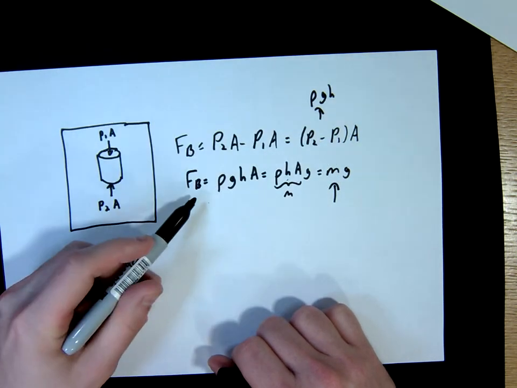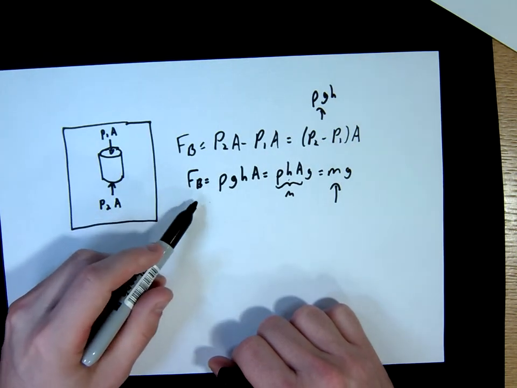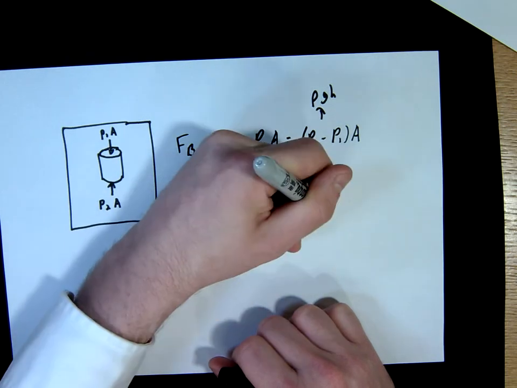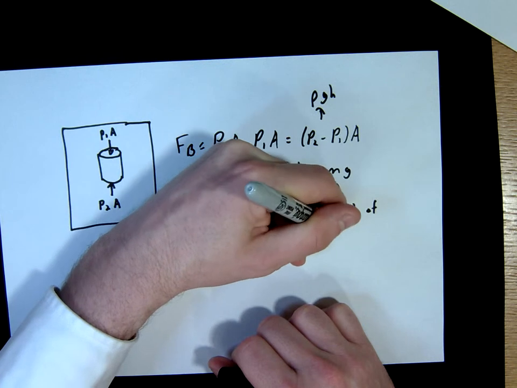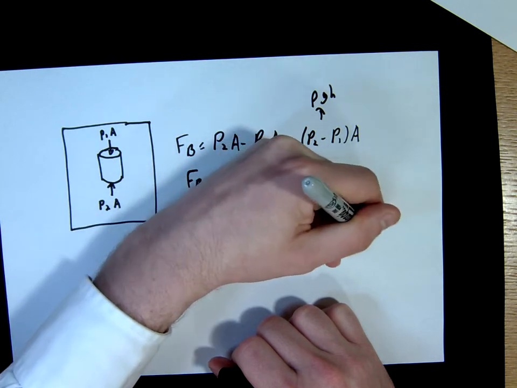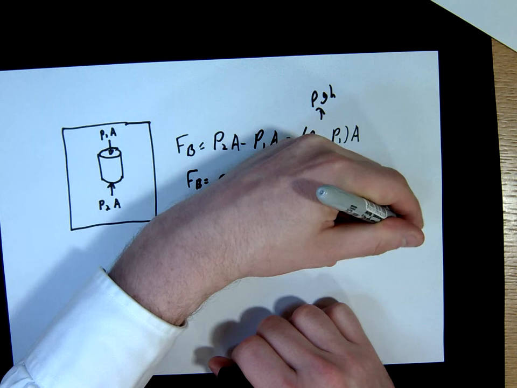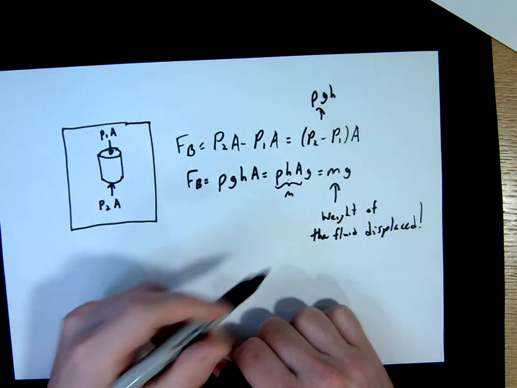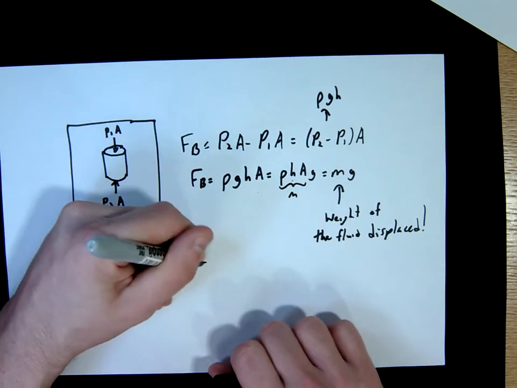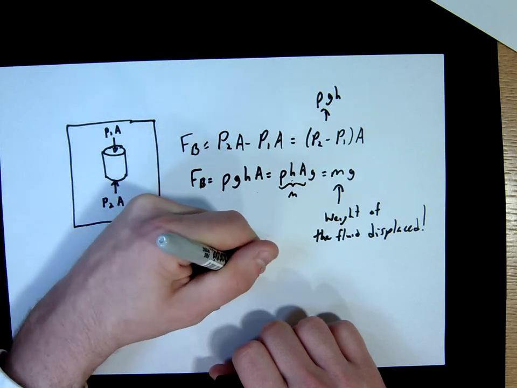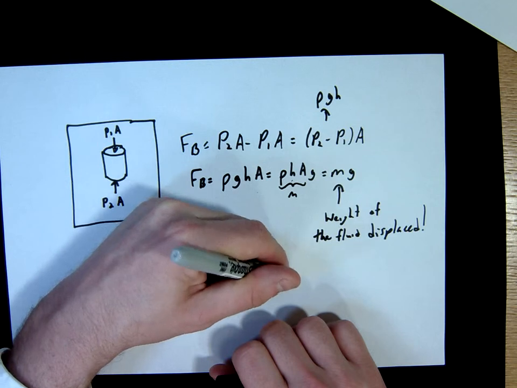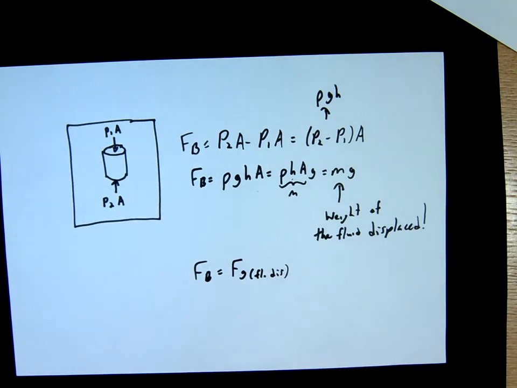This is a useful result in that the buoyant force on any object is equal to the weight of the fluid displaced. It's the weight of the fluid displaced. And sometimes we write that just and say, force of buoyancy is equal to the force of gravity of the fluid displaced. Now that has some important ramifications. We can look at that with an example.